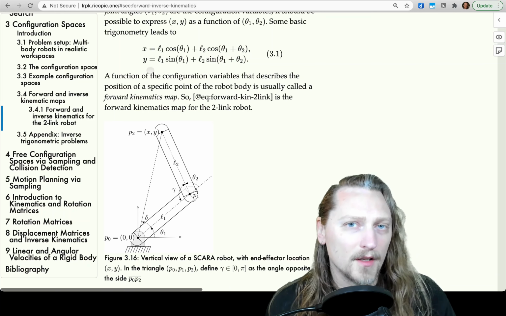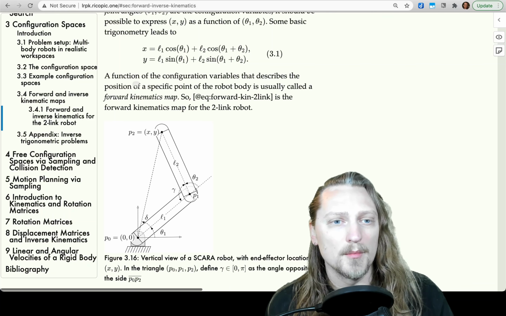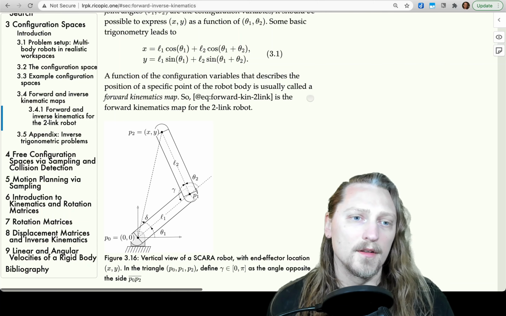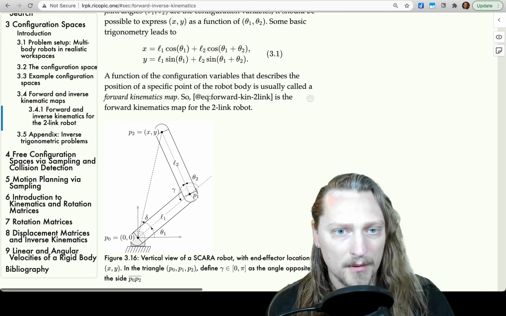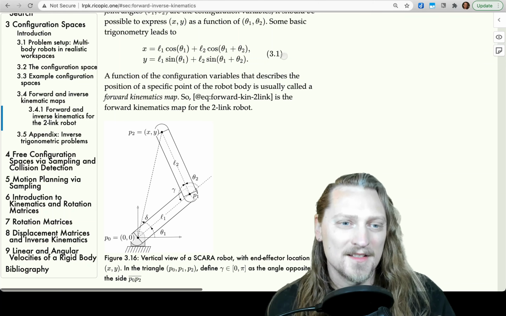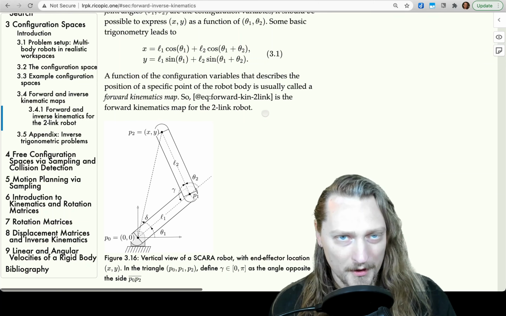A function of the configuration variables that describes the position of a specific point of the body is usually called the forward kinematics map. So, this equation 3.1 is the forward kinematics map for the two-link robot.